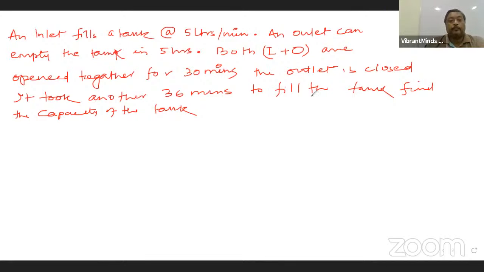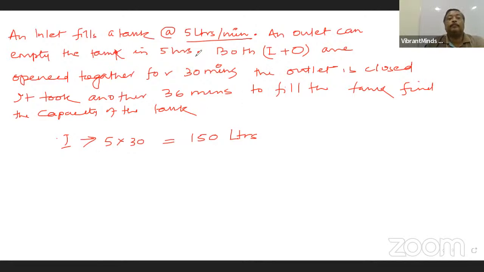Now see, the outlet can empty the tank in 5 hours. So can I say in 30 minutes, how much water is getting into the tank? The inlet will pump 5 liters per minute, that is 5 liters into 30, and that is 150 liters. Clear?